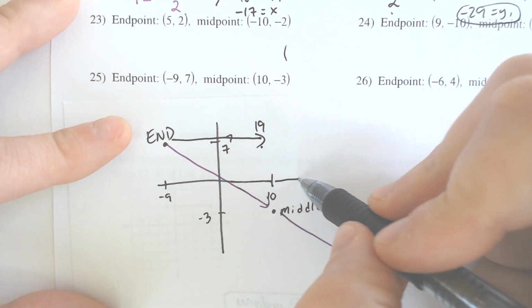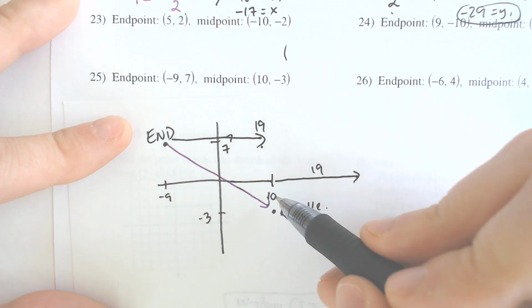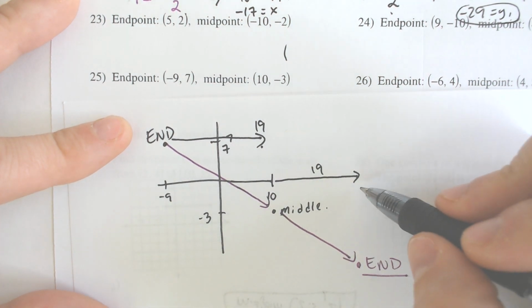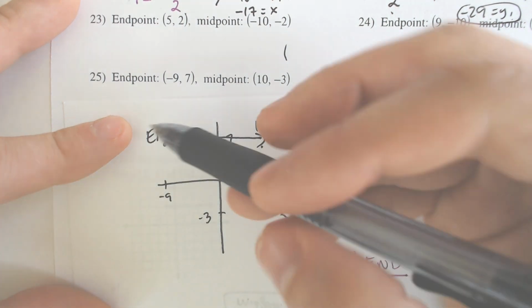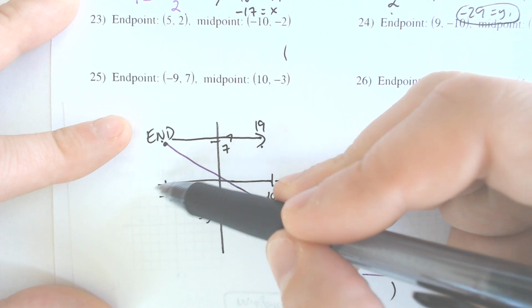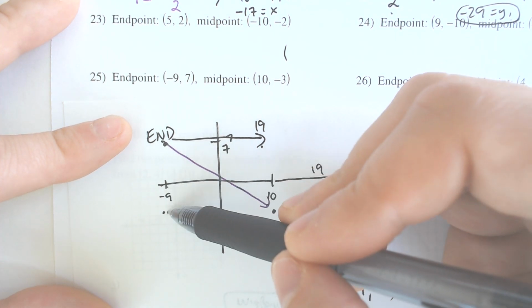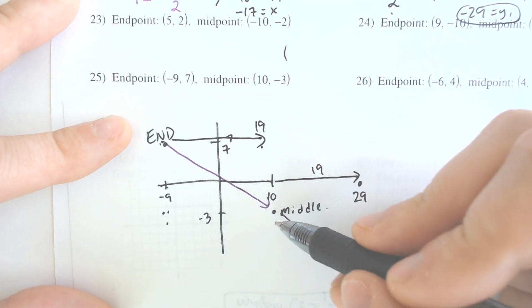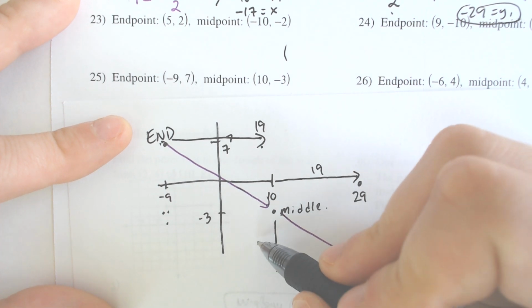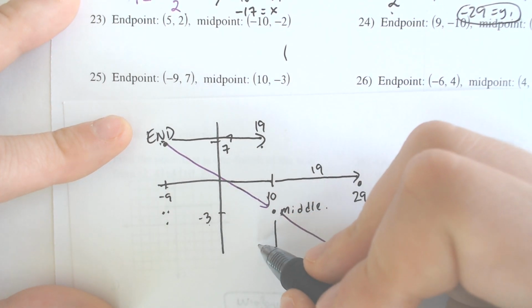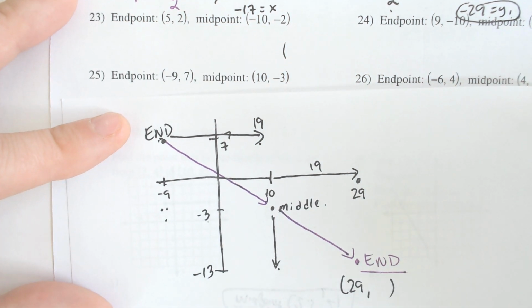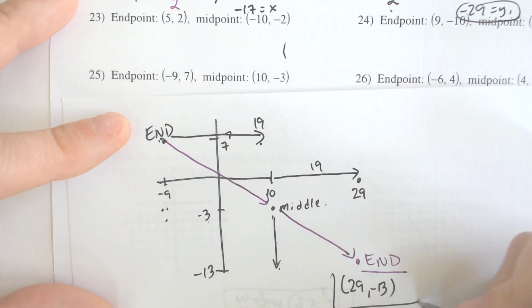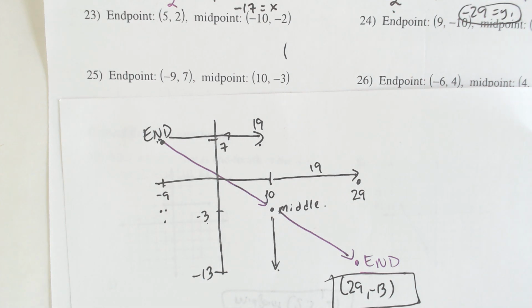So this way we've gone to the right by 19. If we're at 10, we have to go to the right by 19 more. Well, if we go to the right by 19 more and we're at 10, now we're at 29. So this endpoint is 29 comma something. Well, how much did we go down by? We went down by 7 and then another 3, so that's down by 10. If we go down by 10 from the -3, that would get us to -13. So this point right here is 29 comma negative 13.